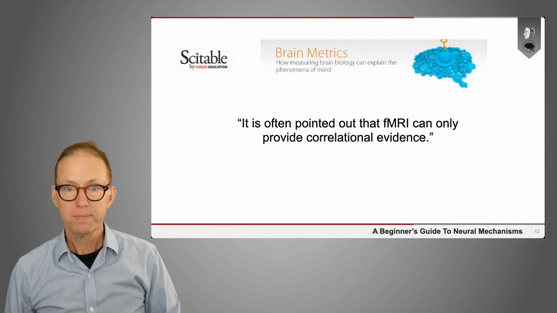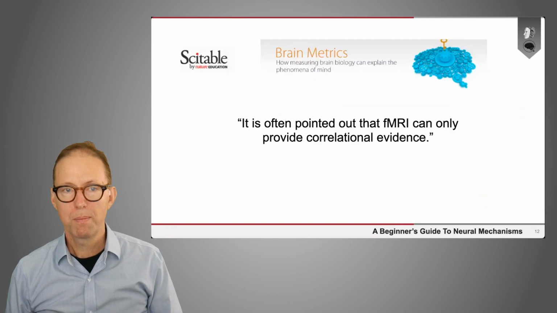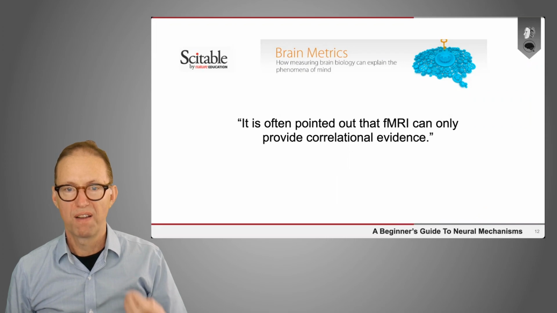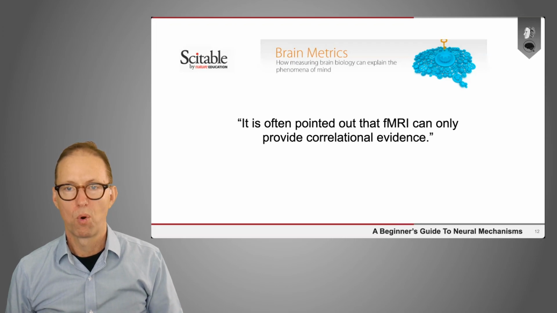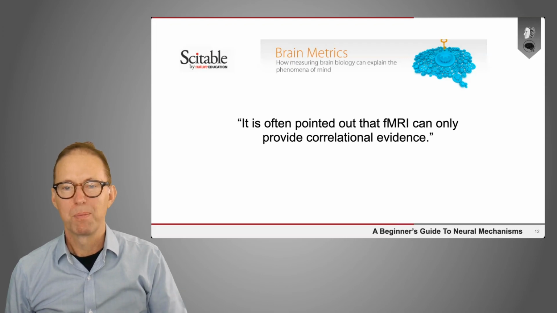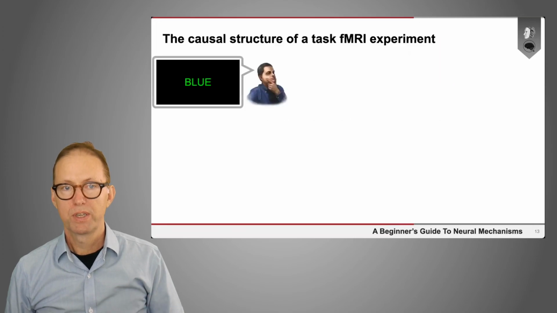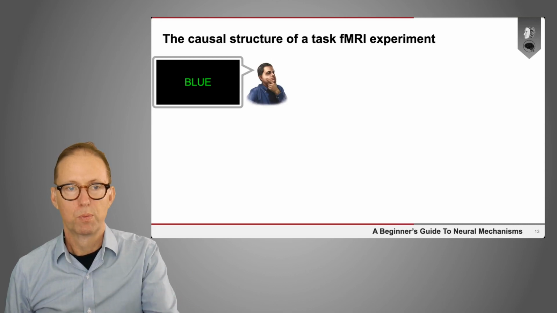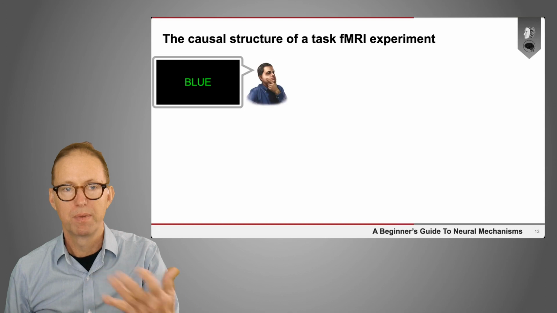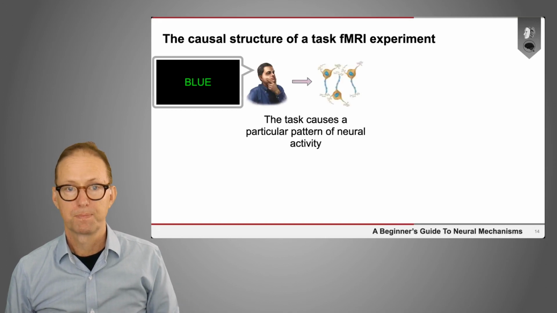Now, when we talk about fMRI, something that is often said is that fMRI can only provide correlational evidence. This is a quote from this Brain Metrics piece on Nature Education. And I want to unpack a little bit more why that might or might not be exactly right. So let's think about the causal structure of a task fMRI experiment. Let's say I give a person a Stroop task. I show them the word blue written in yellow ink, and I say, tell me the color of the ink.